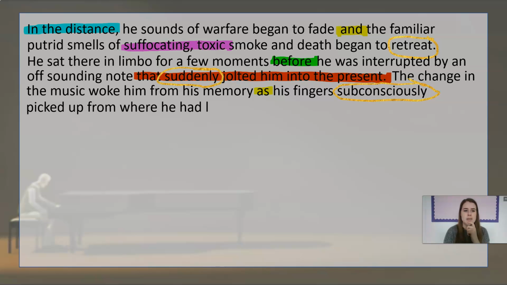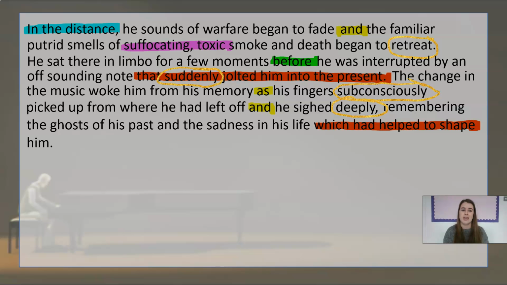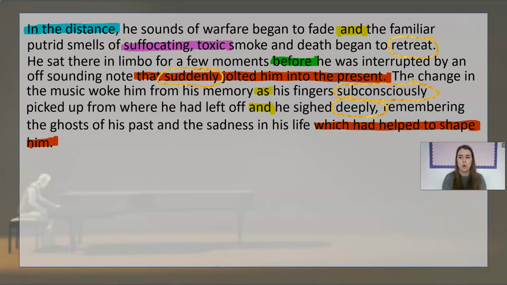So his fingers subconsciously picked up from where he'd left off, and he sighed deeply. Okay, so here I've now added a bit of extra information as to how he's now feeling about what he's just gone through in his head. Now, remembering the ghosts of his past and the sadness in his life, which had helped to shape him. So I've got which had helped to shape him here, okay? That is my relative clause there, because I've got the word which, okay? So I've just closed it off nicely and rounded it off at the end there because that's the final part of our paragraph. All we need is that jolting part where he comes back and we're done.